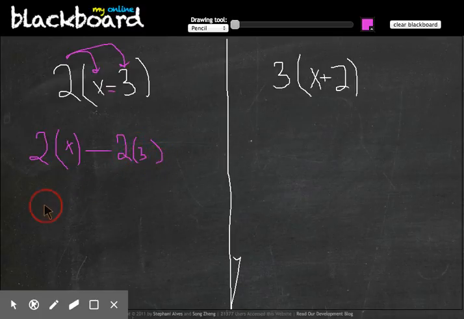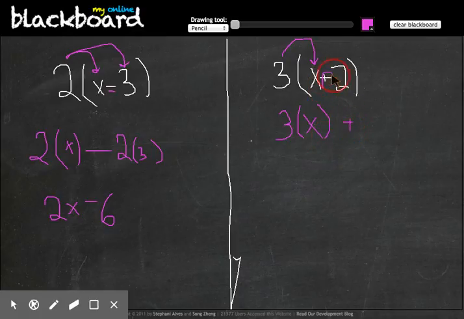2 times x is just 2x. Keep your subtraction sign. 2 times 3 is 6. Looking at the next one, again, you're doing the same thing. You start by multiplying 3 times the first term. So 3 times x. Then you keep your sign, that plus sign, and you multiply 3 times 2.